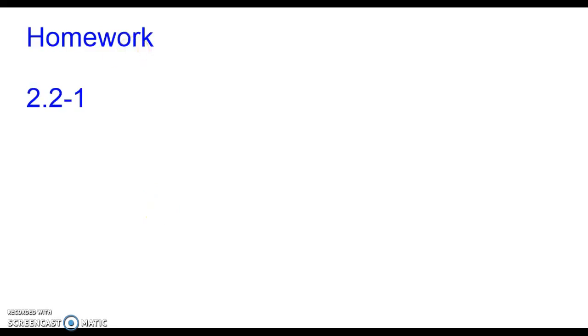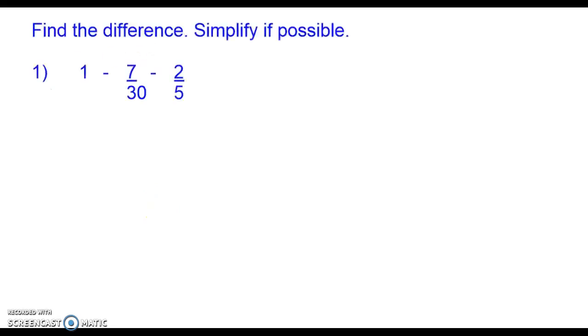Okay, so for today's lesson, we're going to be working on lesson 2.2.2. This lesson is very similar to what we did in lesson 2.2.1, but instead we're going to be working with the whole number 1. So here it says find the difference, simplify if possible. 1 minus 7/30 minus 2/5.